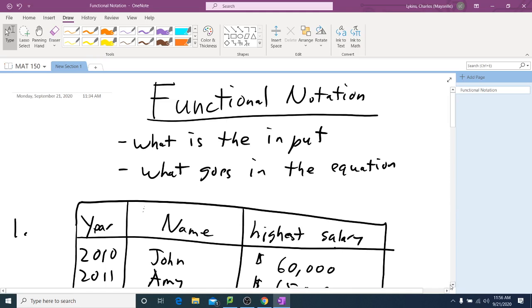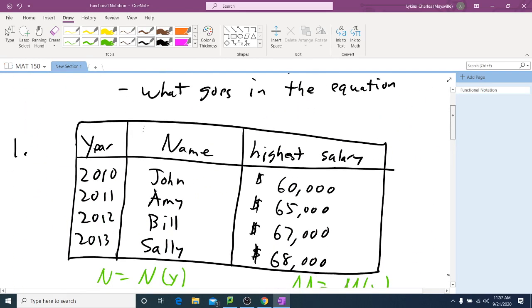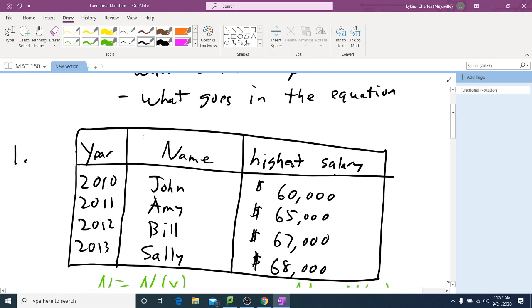Now, an example you might see on your homework is I could give you a chart that gives you the year, the name of the employee, and the highest salary of that year. So in this case, for example, John in 2010 had the highest salary of some company at $60,000. In 2013, Sally had the highest salary of this same company at $68,000.